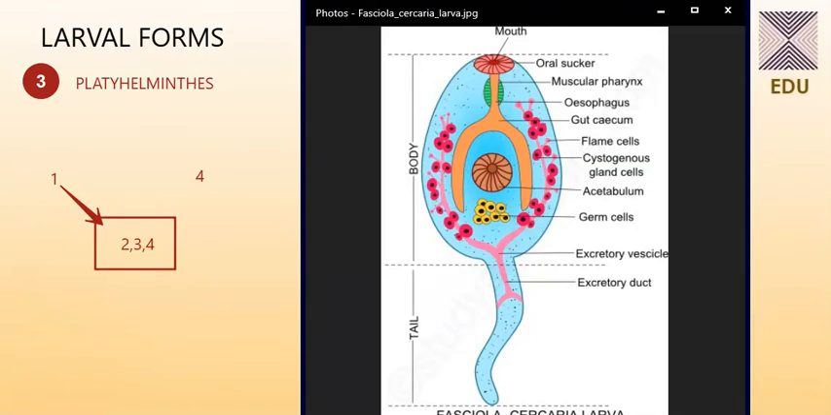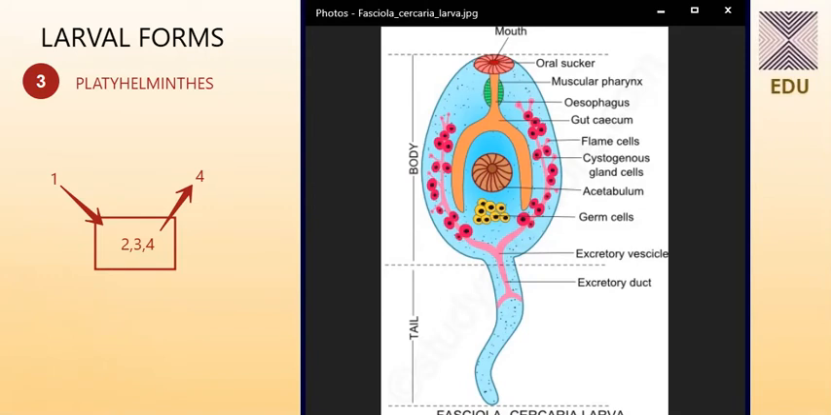So these fourth larval stages, or the Cercaria larvae, come out of the snail, and now they are free in the surrounding medium or water. As they have got a tail, with the help of the tail, they come out of the pond and they stick to some kind of leaf which is present around the pond.